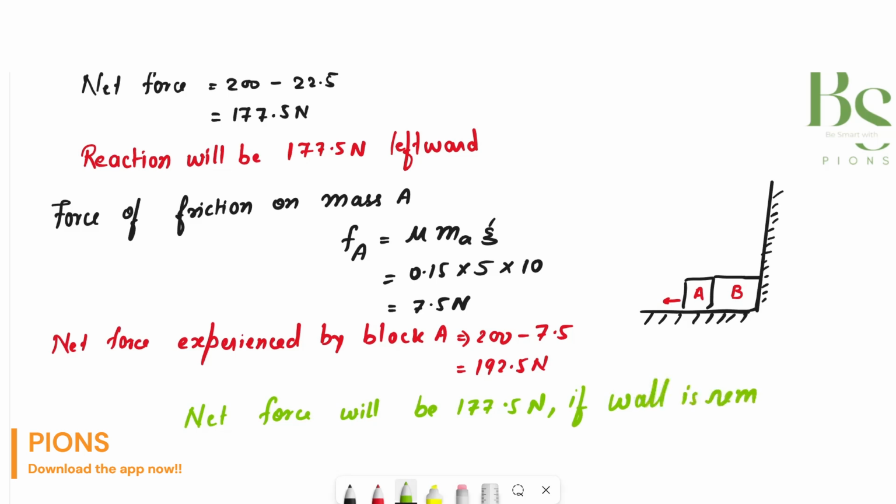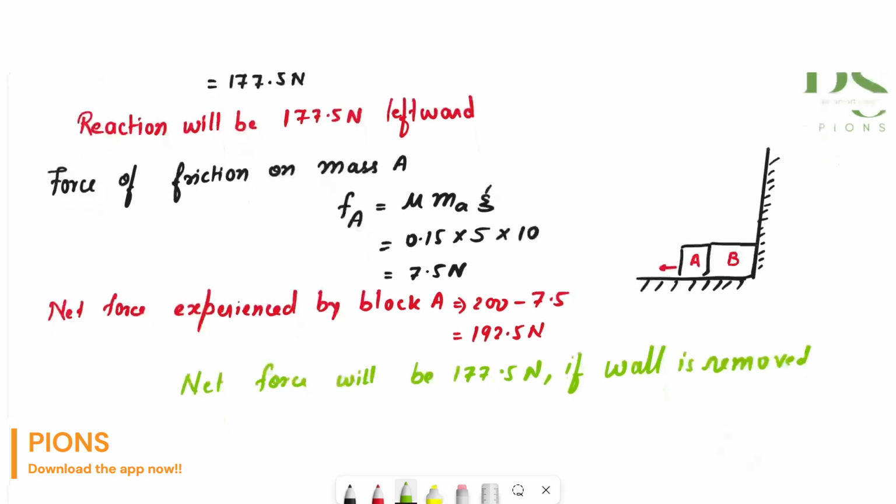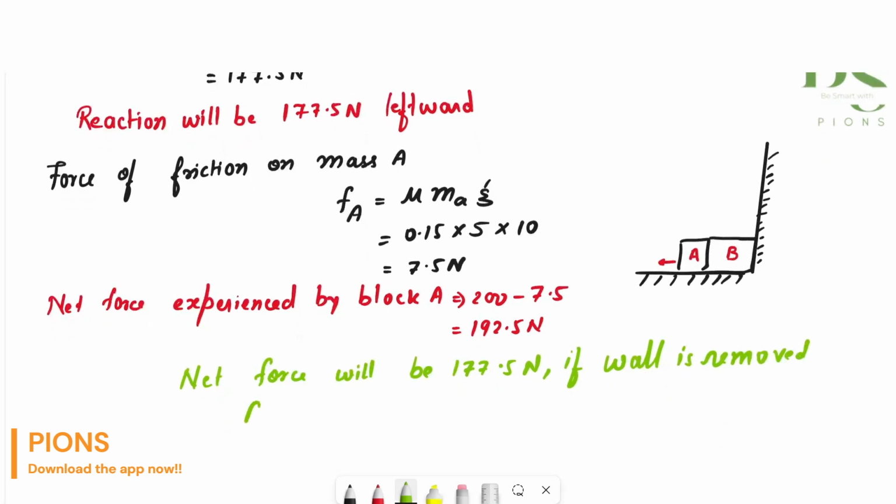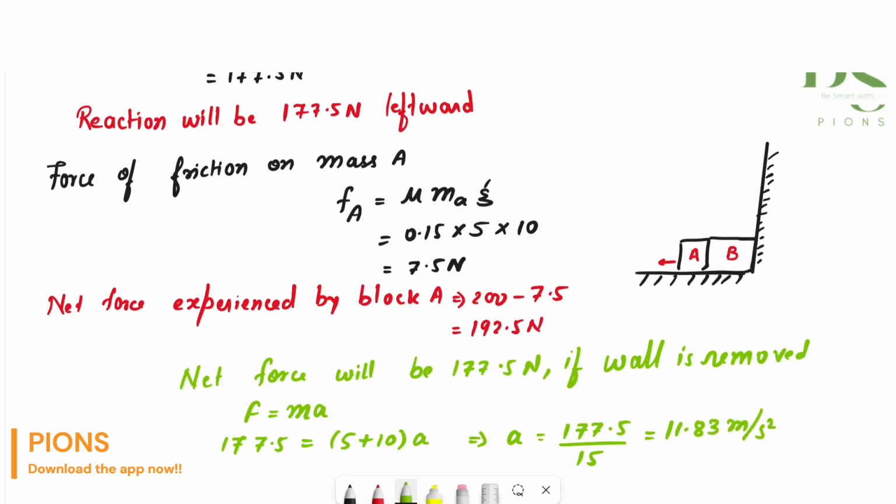In that case, they will experience some acceleration. How much acceleration? Force is equal to mass times acceleration, from Newton's second law. The net force is 177.5 Newtons, and the total mass of the system is 5 plus 10, into acceleration. So acceleration a is equal to 177.5 divided by 15, which gives an acceleration of 11.83 meter per second square. This is the acceleration with which they will go on the right hand side.